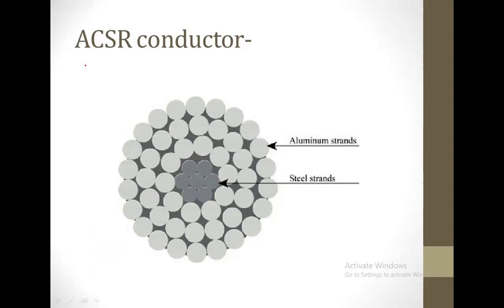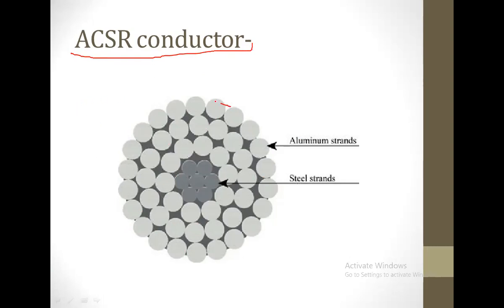Okay, so ACSR conductor. These conductors are used for the overhead transmission. ACSR is nothing but aluminum conductor, steel reinforced conductor. The tensile strength of this conductor is very good. That's why these conductors are used for the overhead transmission system. Okay, so here we have to just know the structure of the conductor.